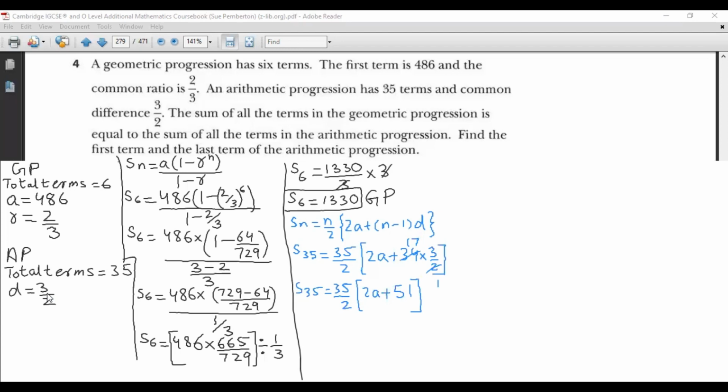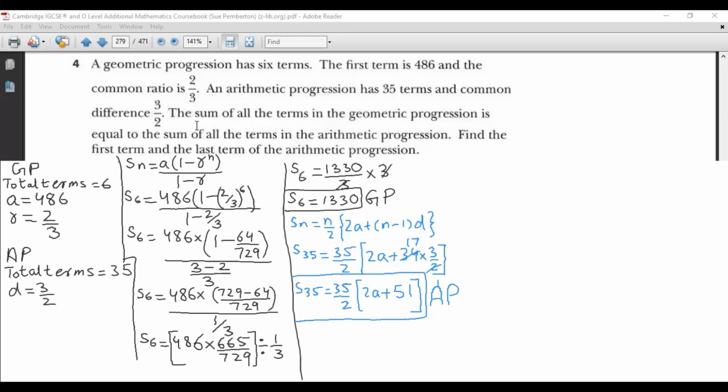So I can't do anything further over here because no simplification can be done. So this is my sum of all terms, and that is for AP. This is the thing which we have got till this point. I have got the sum of GP and I have got the sum of AP.